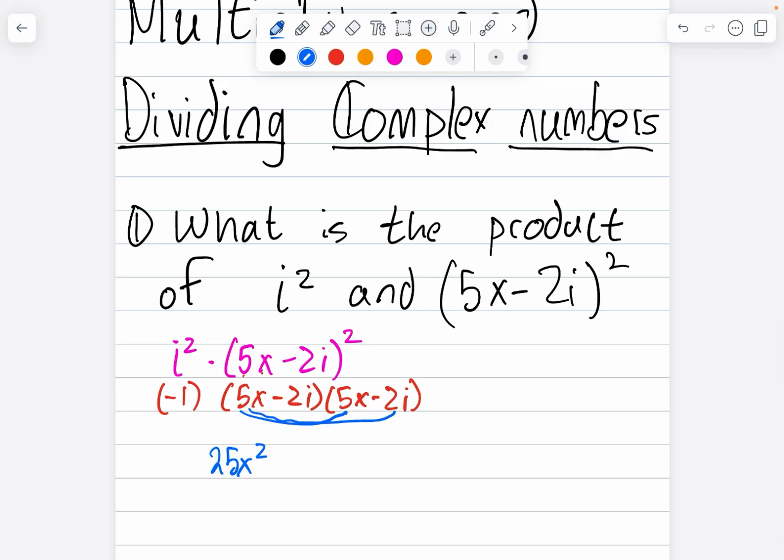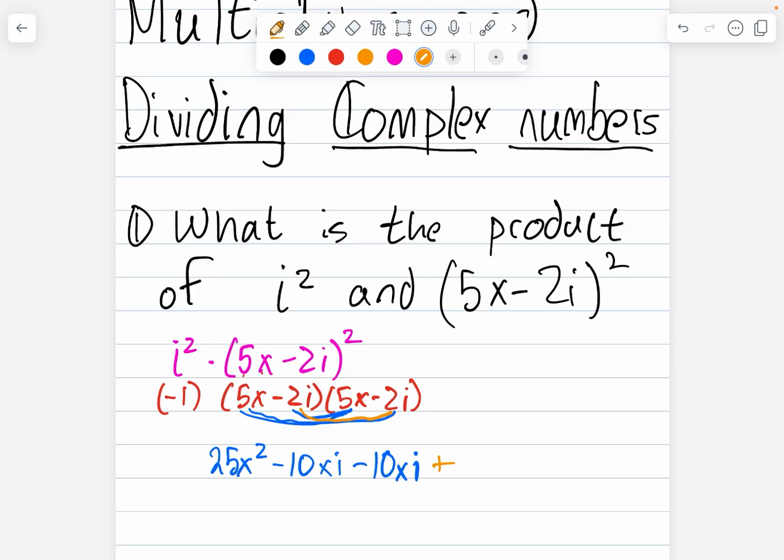5x times minus 2i is 5 times -2, which is minus 10. x times i is xi. Then -2i times 5x, same thing. I'm going to get -10xi. And then over here, I have -2i times -2i. So -2i times -2i. Negative times negative is positive.